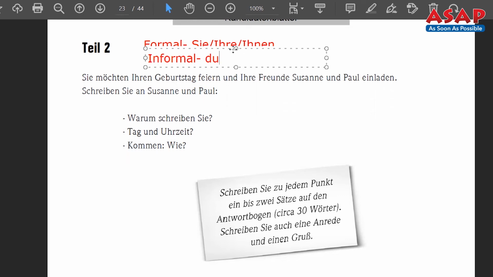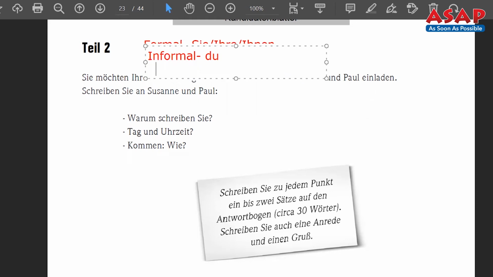Du or ihr. This is very important to understand, because I notice so many mistakes when I check question papers and answer sheets. Sometimes there is Sie, sometimes du. Another option here is ihr, that is "you guys". When you are writing to multiple friends, it is the ihr form. When you are writing to one friend, it is the du form. If you're writing to someone formally, use Sie, Ihr, Ihnen.